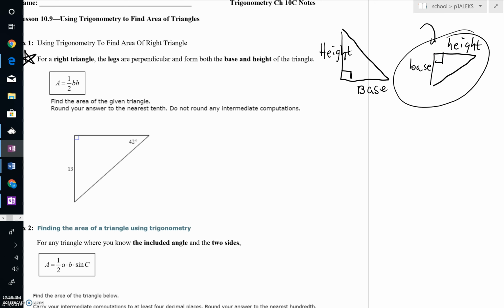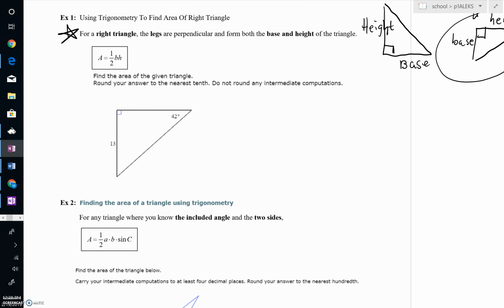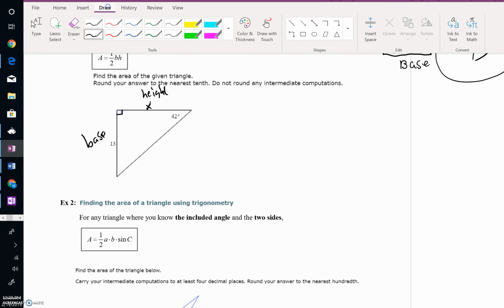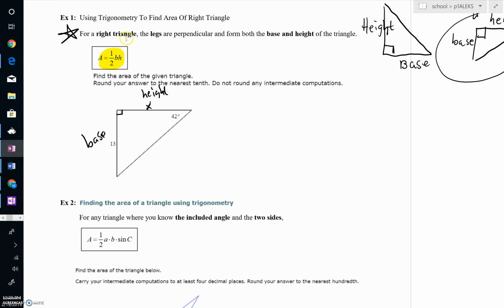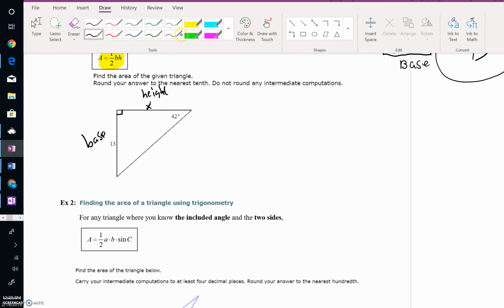The reason why I'm bringing that up is take a look at example 1. We have this right angle here. This is guaranteeing that we can measure a height, and we can call this our base right here. We could call this our height. I'm going to call this height x. We don't seem to know what that is. They want us to find the area of this triangle, and you can see up on the top right here, the formula for the area of a triangle is plain and simply 1/2 base times height. So the problem is we don't know what the height is. So we can use trig to help us get there.